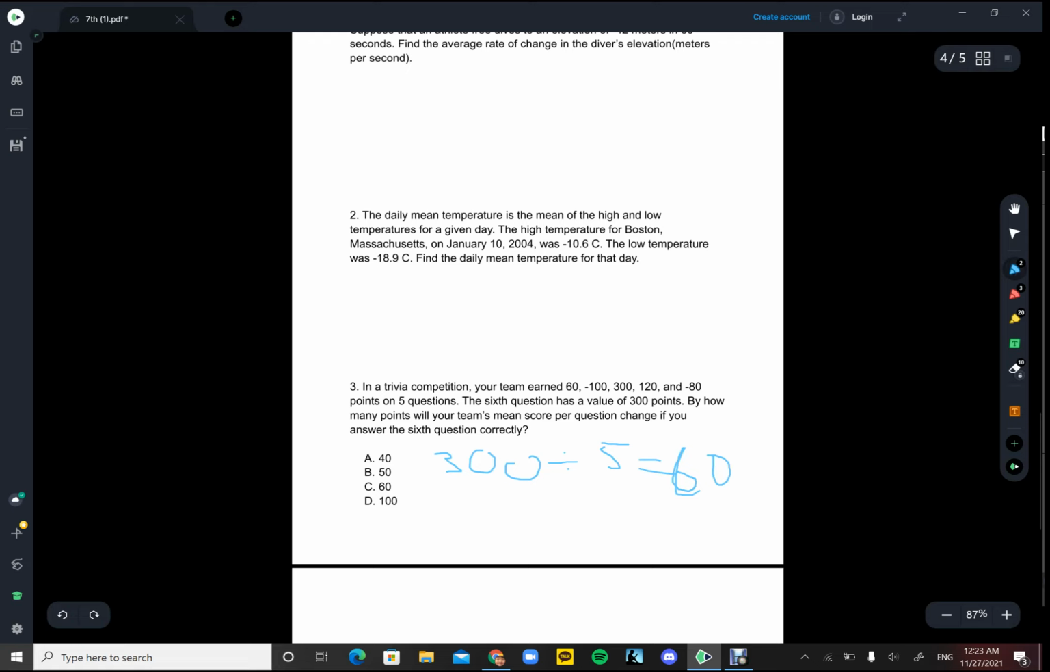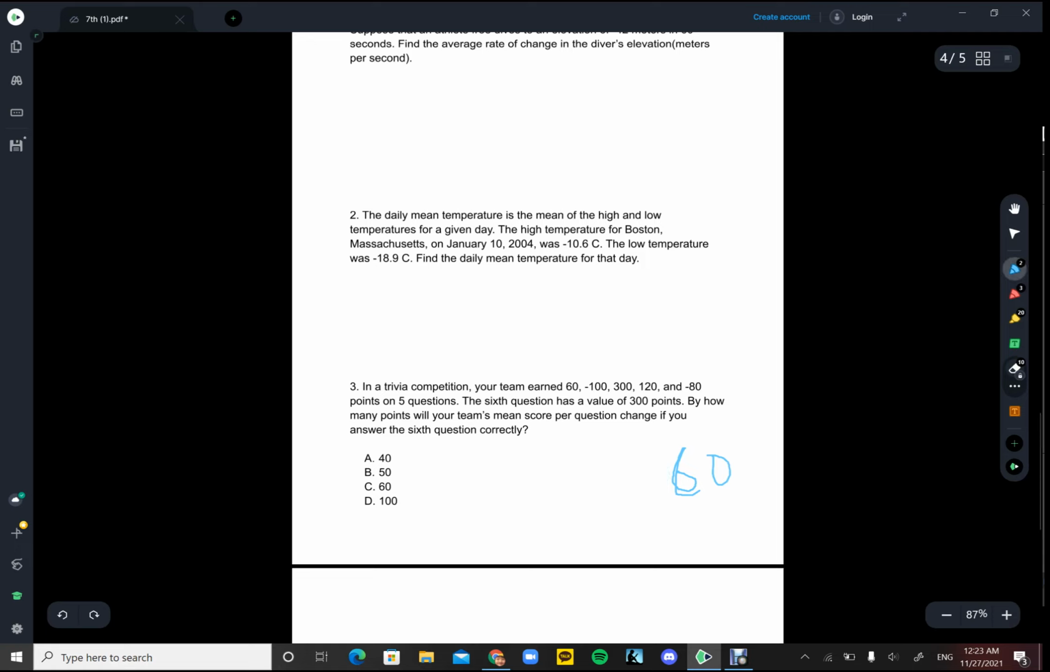So we have to hold on to that number because it's asking by how much does this score change if you get the last question correct. Since the last question is 300, if you get it correct, it would add 300 to your score. And currently your team has a score of 300. So when you add those two numbers together, you get 600.